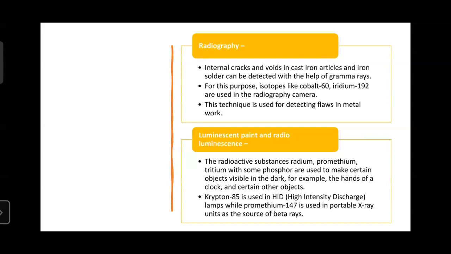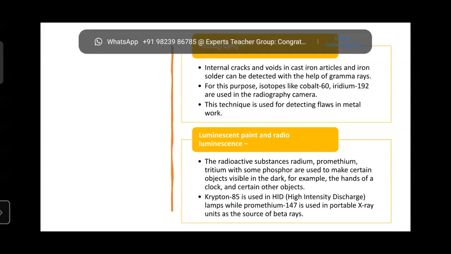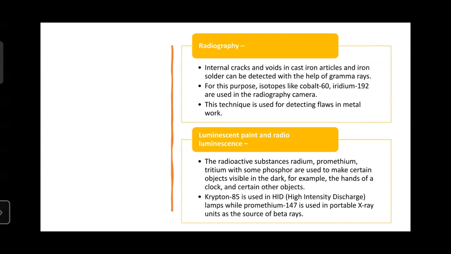We have seen the internal cracks of those metals are detected by cobalt 60, iridium 192. These are used in the radiographic camera. And this technique is also used for detecting flaws of metalwork.